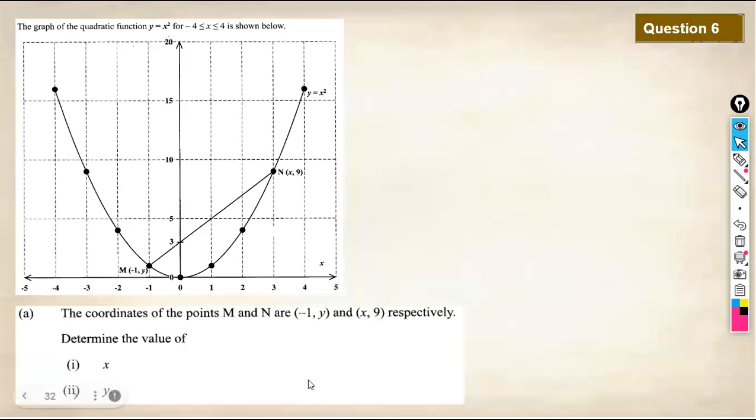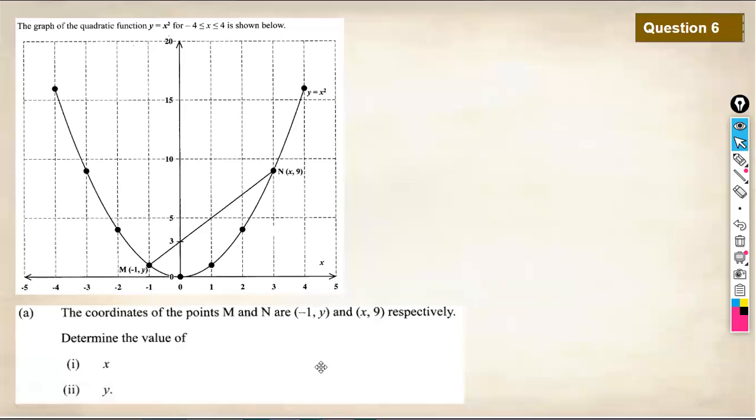Good luck. What to do? I realized that they gave you the equation of the graph. The equation of the graph is y is equal to x squared. So all the points on the graph are supposed to satisfy the equation. So let's look at point N here. The point N is how much? The x coordinate is x and the y coordinate is 9.